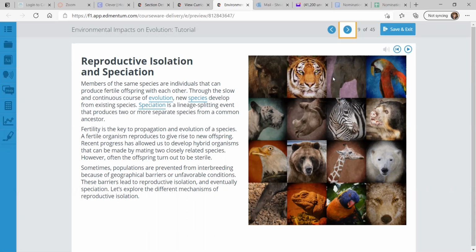Recent progress has allowed us to develop hybrid organisms that can be made by mating 2 closely related species. However, often the offspring turn out to be sterile. They're not able to propagate the species, but they are a hybrid of 2 closely related things. Sometimes populations are prevented from interbreeding because of geographical barriers or unfavorable conditions. These barriers lead to reproductive isolation and eventually speciation. Let's explore the different mechanisms of reproductive isolation.